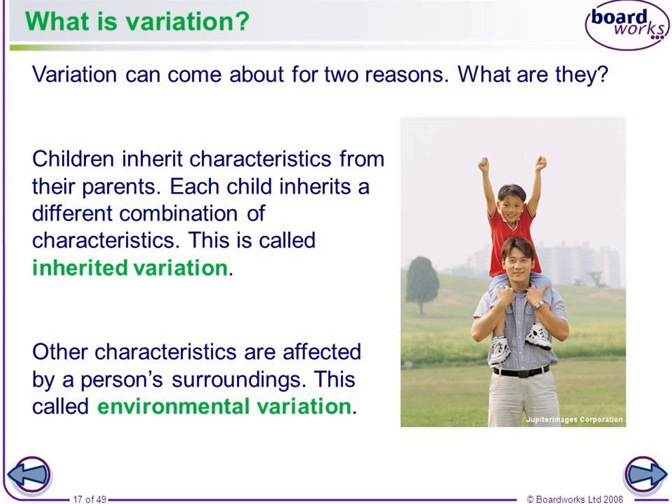What are they? Children inherit characteristics from their parents. Each child inherits a different combination of characteristics from the father's sperm and the mother's egg. This is called inherited variation. Other characteristics can be affected by a person's surroundings, and we call this environmental variation. So this word variation or variety means differences.